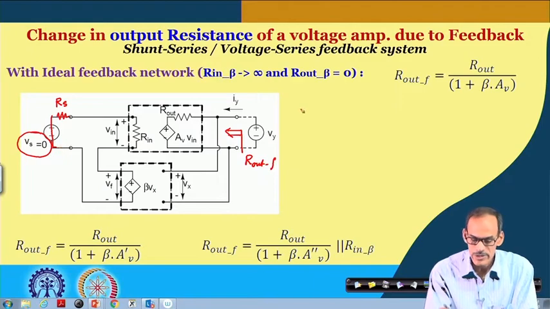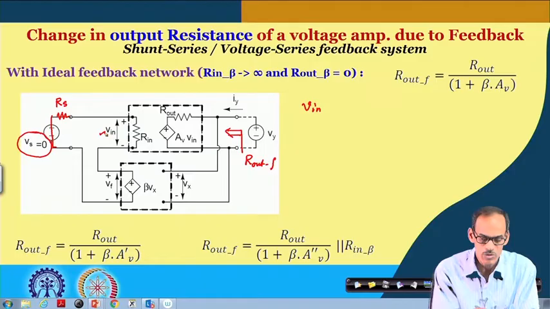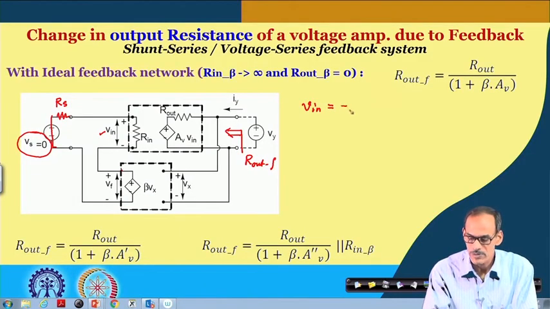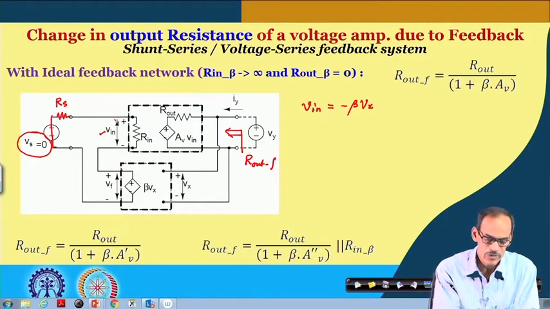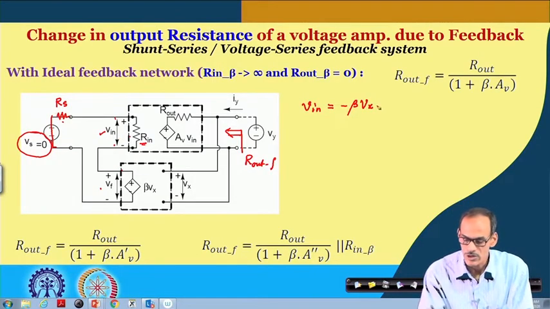Now, in this condition, V_in, the input voltage at this port, can be written in terms of beta into V_x. In fact, it is minus beta into V_x, and then the voltage appearing here is part of this voltage, the fraction being decided by the potential division created by R_in and R_s. So, we need to multiply this by R_in divided by R_in plus R_s.